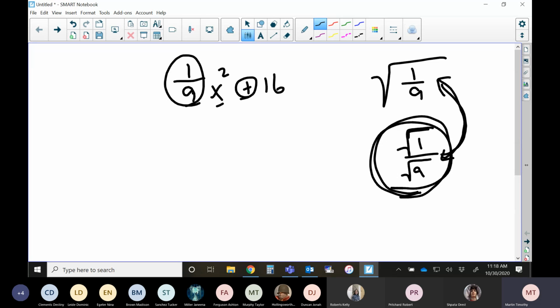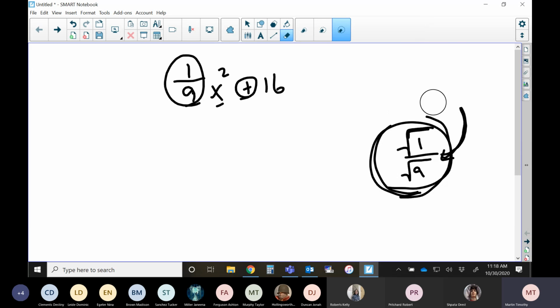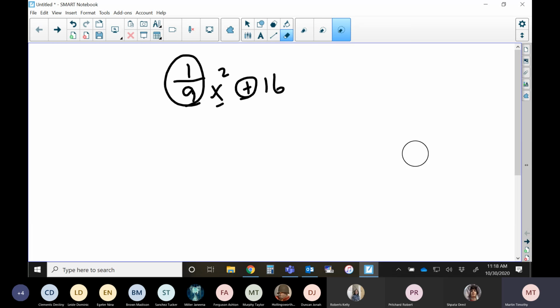Sometimes I like this version of it. Sometimes I like this version. Just depends on the problem and what I'm trying to solve. So all of that to say, does 1/9 have a square root? Yes, it does. The square root is 1/3 x. That's the square root of this term.